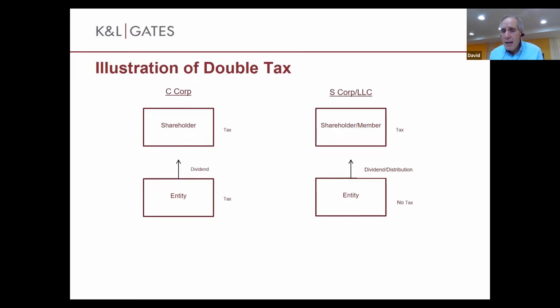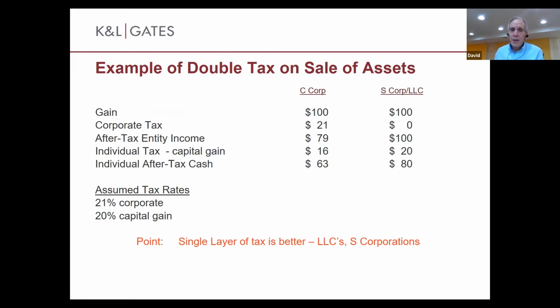And a limited liability company or an S corporation, with some exceptions, don't pay tax. The entity, the limited liability company, does not pay tax. Rather, it passes through to the owner, whether it be the shareholder or the member, and they pay tax on it directly. So it goes right on their tax return. So there's no tax at the corporate level. Let me show you an example.